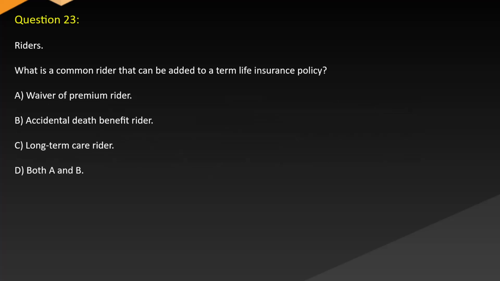Question 23. Riders. What is a common rider that can be added to a term life insurance policy? A. Waiver of premium rider. B. Accidental death benefit rider. C. Long-term care rider. D. Both A and B.